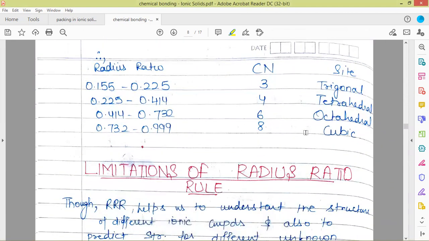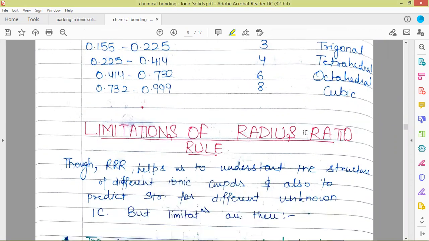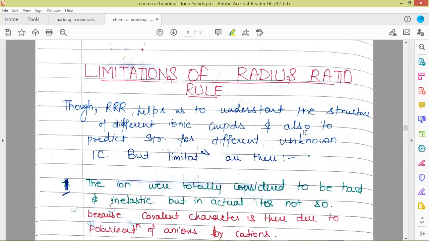Now we proceed to limitations of radius ratio. Although these radius ratio rules help us to understand the structure of different ionic compounds and also to predict the structure of different unknown ionic compounds. If we have some unknown cation and anion, then we'll get to know from the radius ratio, if we know their sizes, the nature of sites which are present and the coordination number. But it still has some limitations.